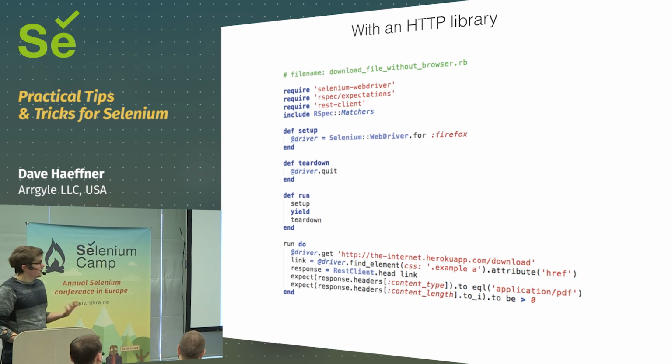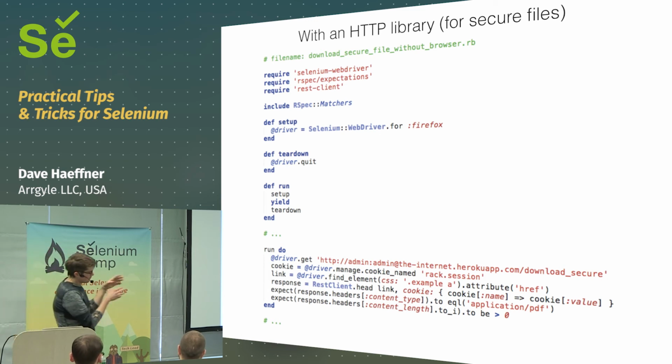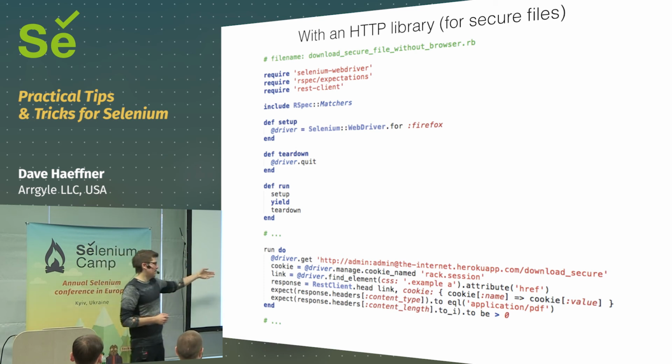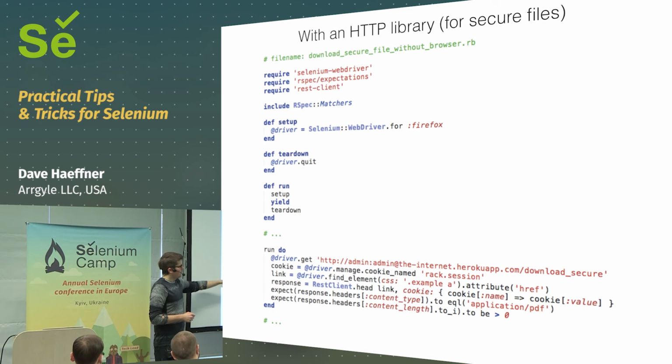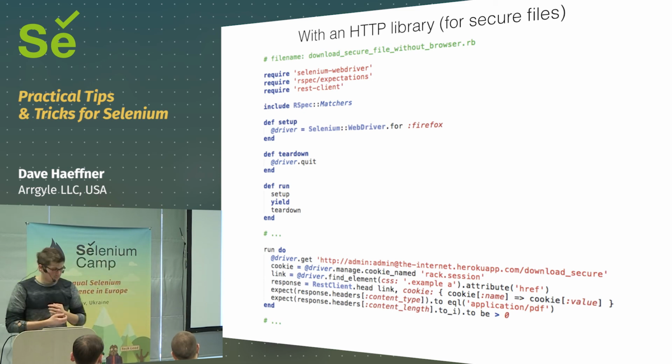And then if it's secure files, you'll want to pull out the session information from the page and then pass that into your HTTP library. And so for this example, there's a cookie that's rack session. This is a Rack app, the-internet. And this example is behind basic auth. And then once you're behind basic auth, all these links will be HTTPS. So you still need to be authed for the HTTP library. But once you pass all that information in, it's just the same as before. The content type is what I expect, and the file size is not empty.